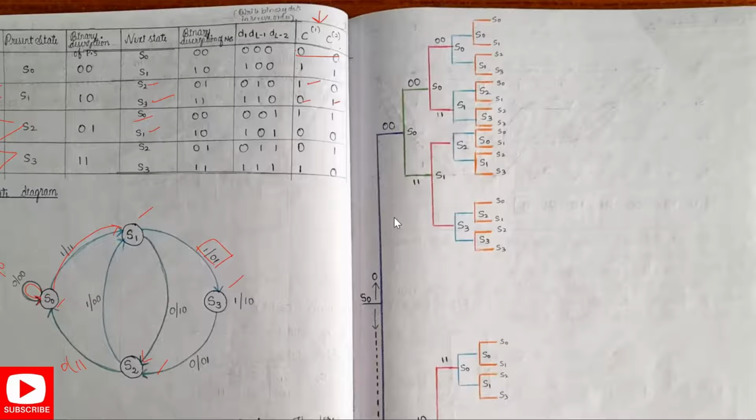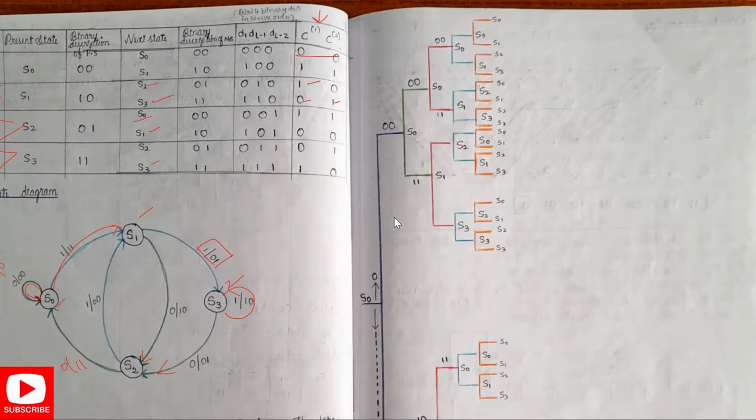Again S3 goes to 0 and 1: on 0 it is 0, 1, and 1 is the self loop as 1, 0. S3 is going to S3. So this is how you have to write the state diagram.